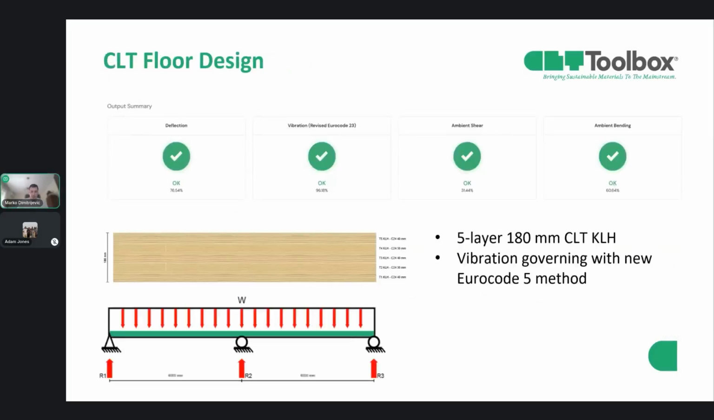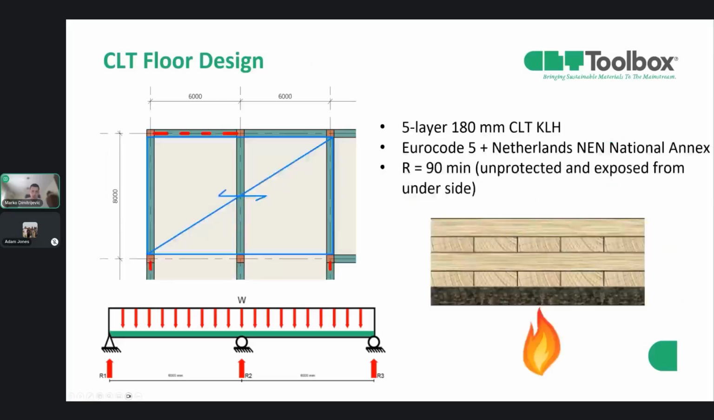In the previous episodes, we showed how we determined CLT thickness. We calculated 185 layers from Kyle H panel, and we used the new Eurocode vibration method, which was a governing factor in this design, with around 96% utilization.